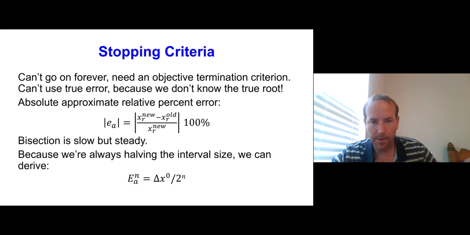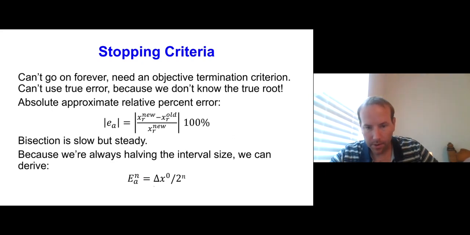to define this error. And second, this bisection process is slow but steady. And so that's one of the things that's nice about it, is that we know that it's going to converge kind of gradually over time. And so because we're always halving the interval size, we can derive the following equation that tells us how much approximate error you should get after n iterations.